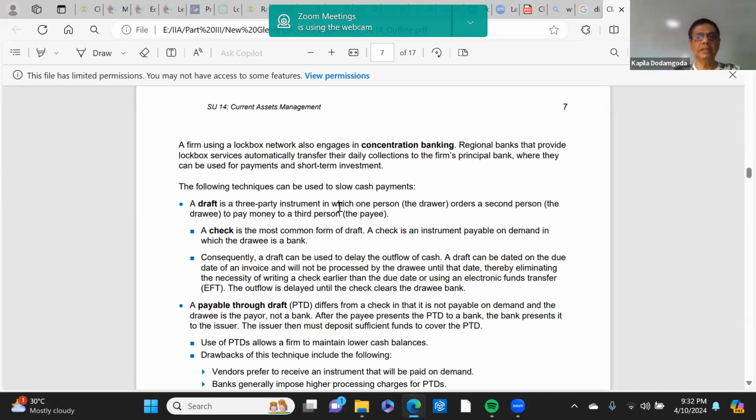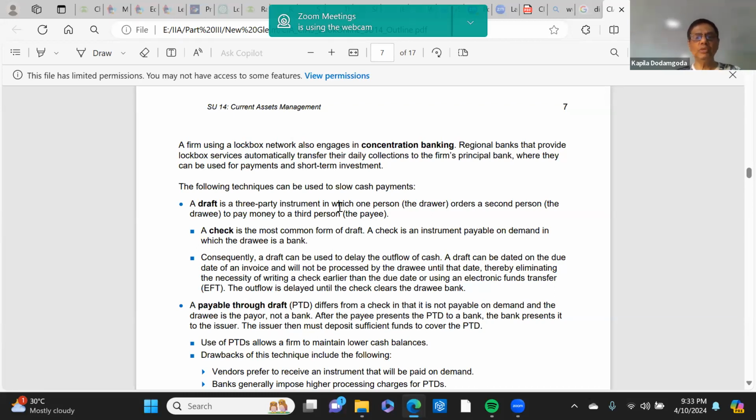There are three parties. So the drawer is placing the order on the drawee to make the payment to a third party who is going to get the money, that is the payee. So these are the three parties. A check is the most common form of draft. So when you say draft, it is a generic term, and the most common form is check.